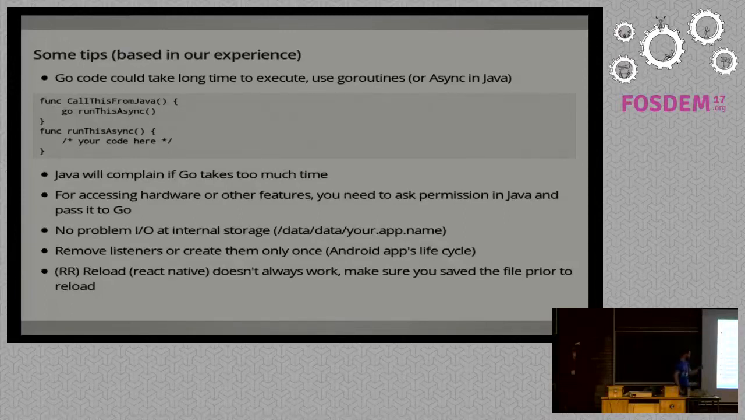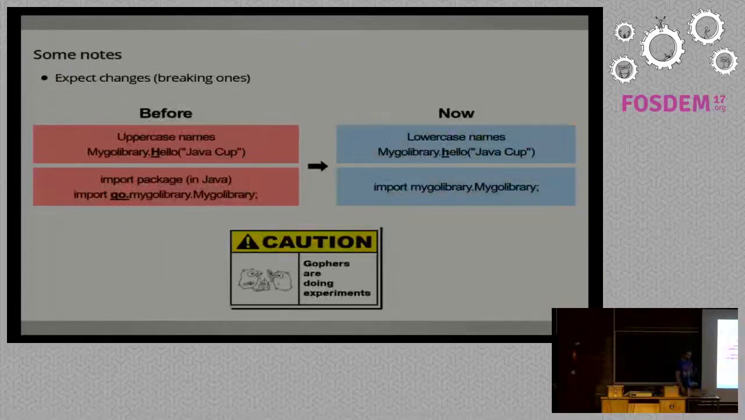But for external storage, you also need to ask permission. Also, since the app cycle of Java is a bit strange, make sure you remove or create listeners if you are using one. Note, as said before, Java support has been experimental in maybe the last 5-6 months. This is what it was before, and this is later. This one is a small change, but it breaks your code. So that's what you should expect.